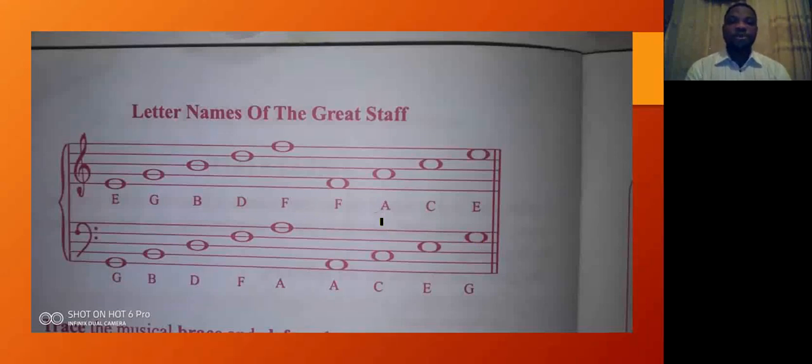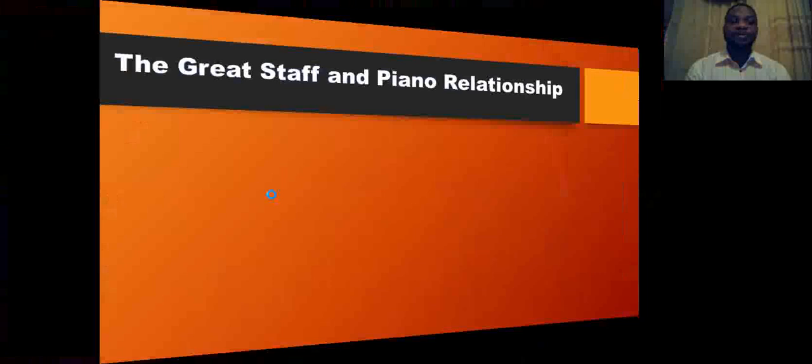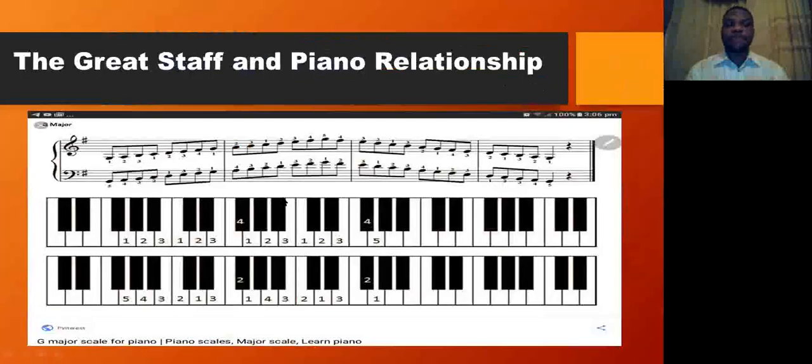So if you combine this whole thing together, you have what is called the great staff. And in that case, the lines and the spaces will be all mixed together. Now, how does it look? Look at this, the great staff and the piano relationship. Look at how the great staff is together. Combine the treble staff and the bass staff together, you put notes on them.